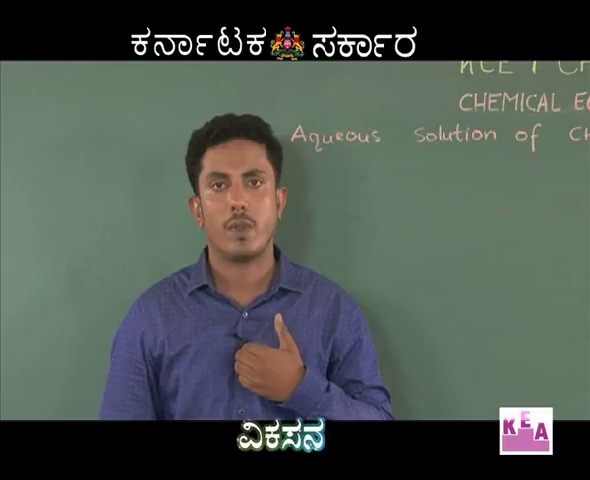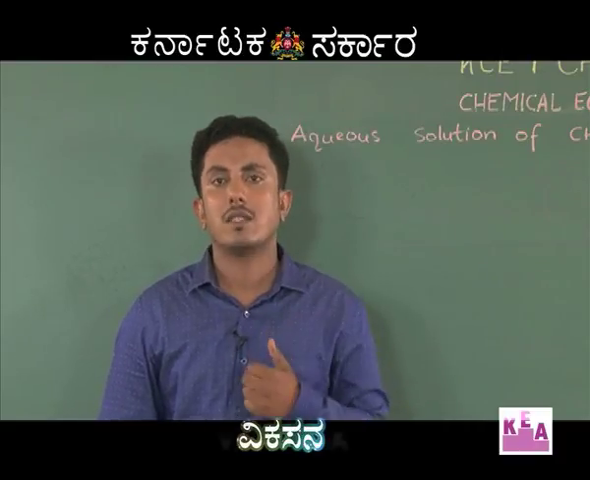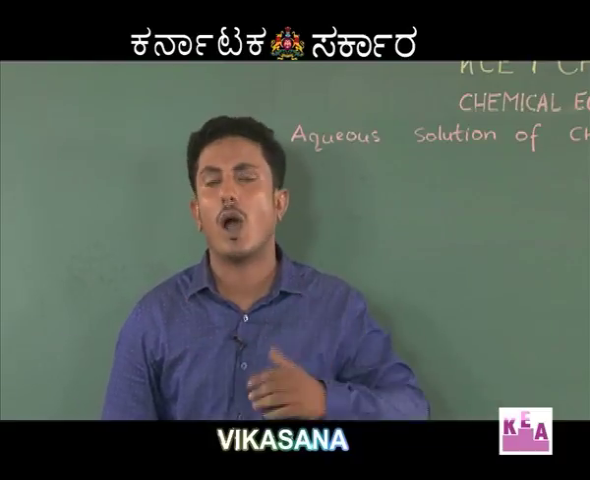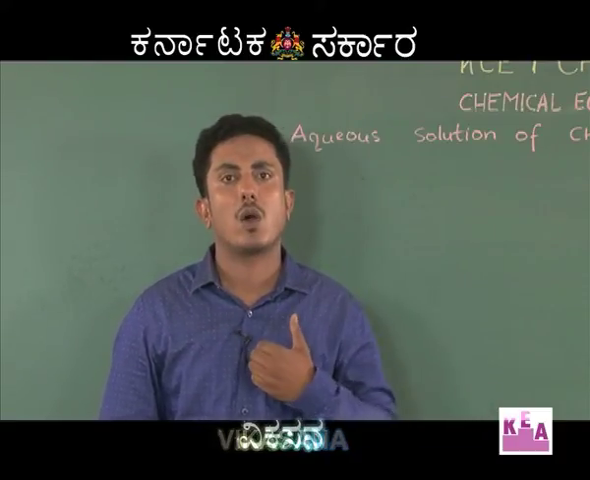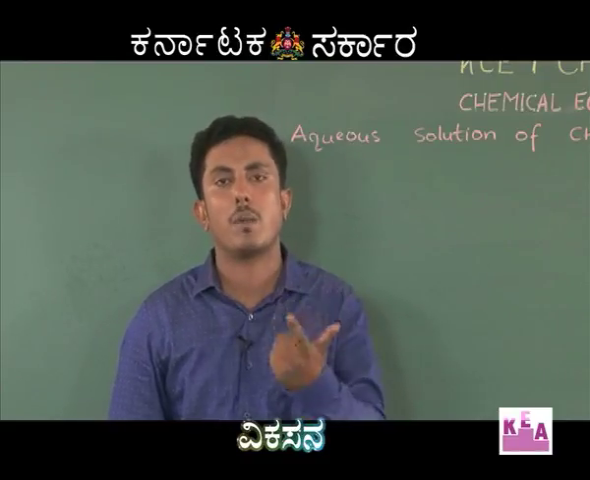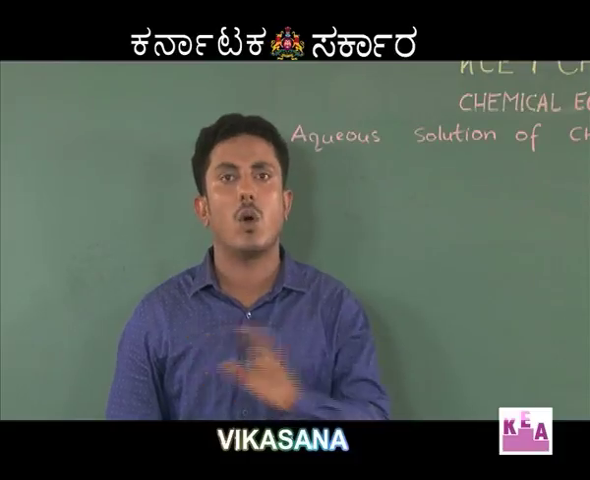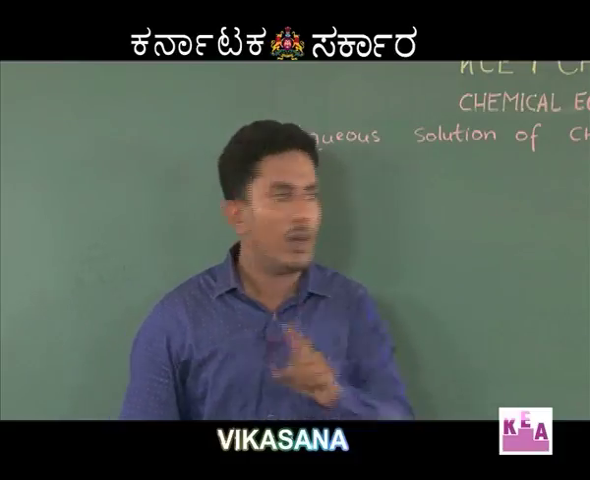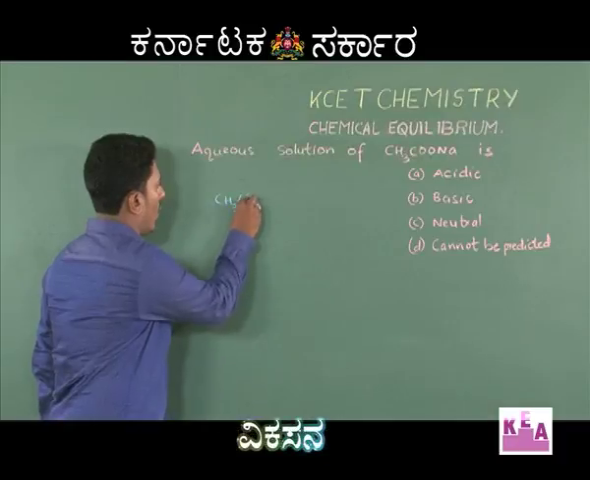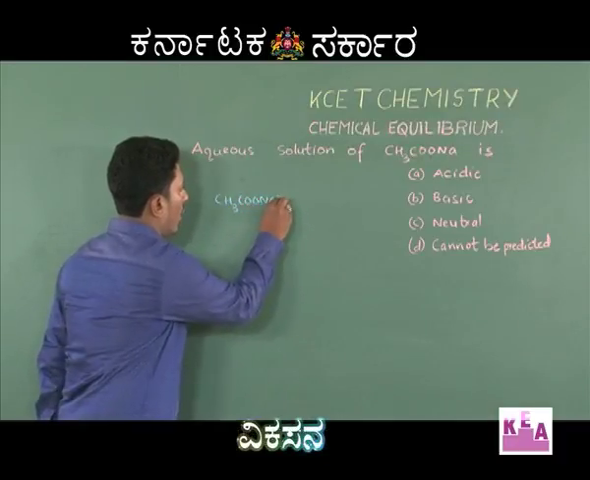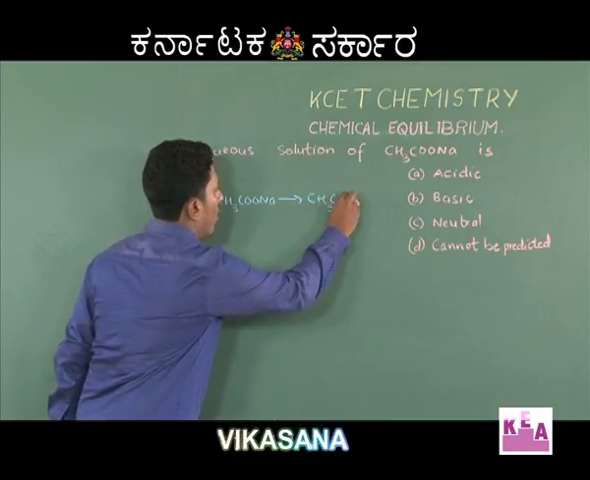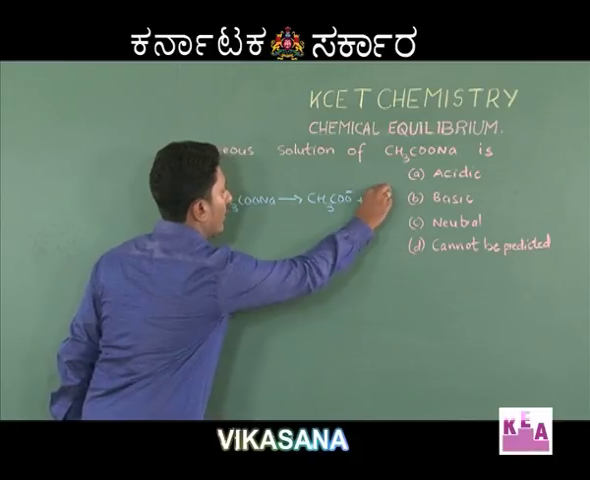Generally, the cations like K plus, Na plus, Ba plus 2, they don't undergo hydrolysis, and the anions of strong acids like chloride, Br minus and NO3 minus, they do not undergo hydrolysis. We will consider this example. CH3COONa undergoes ionization to produce CH3COO minus and Na plus.